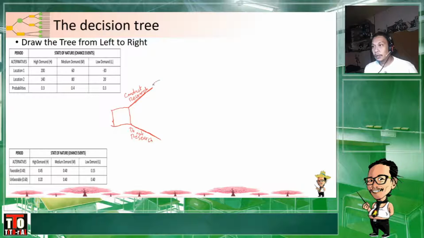So, lagyan ko muna dito ng circle. Okay? Yung state of the nature nodes natin. Now, dito kasi, pag nag-conduct ka ng research, pwede daw ma-determine whether favorable or unfavorable ang market. So, magsasanga ulit tayo ng dalawa. Kaya tinawag nga na decision tree kasi yung decision natin is nagsasanga-sanga. Okay? So, pag nag-conduct tayo ng research, malalaman natin whether favorable ba si market or unfavorable si market. Okay? So, ayan.